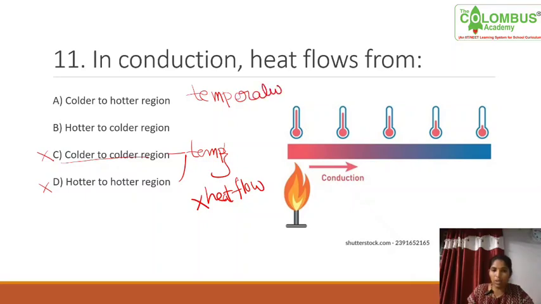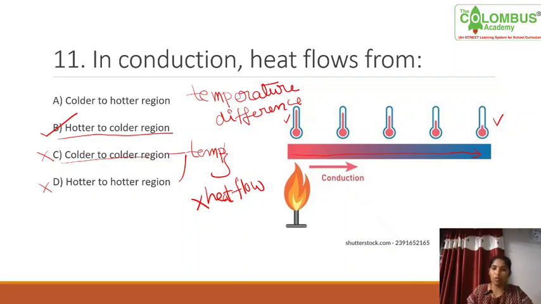So what is the option then? If there is a temperature difference, heat flows. Now look at this figure. This is the thermometer reading. At which end do you have high temperature? At this end you have high temperature and this end has cold temperature. And how is the heat flowing? From the hotter body to the colder. So what is the answer? Hotter to colder region. Why? Because heat flows only from hotter to colder region.